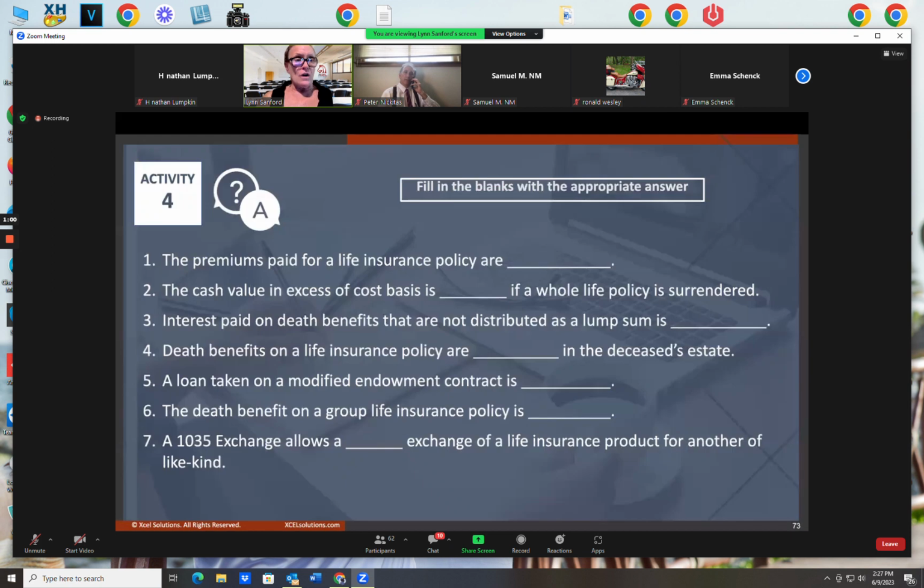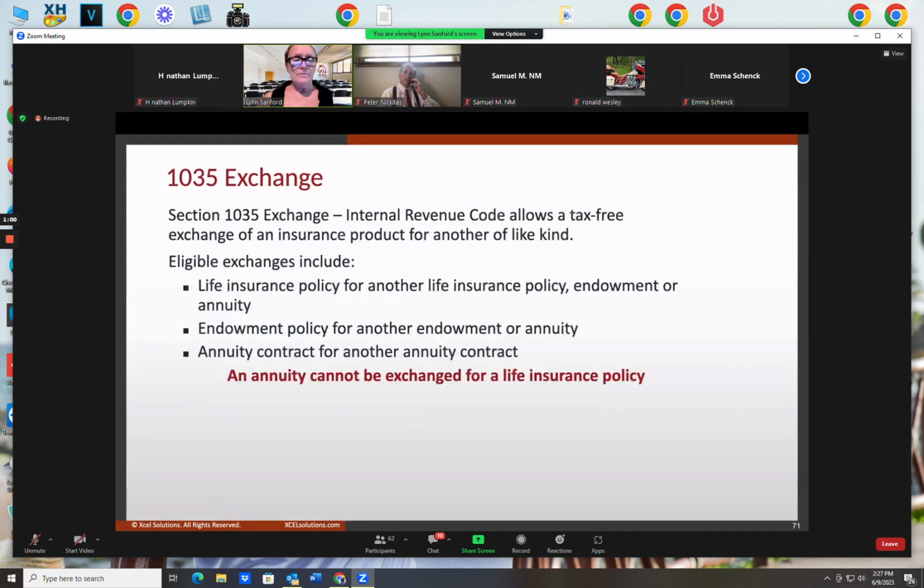So, a little bit easier way to say that than all of this. Life to life, that's good. Annuity to annuity, that's also good. Also, if the word life comes first, life to annuity, that's also a good 1035 exchange. But when the word annuity comes first, annuity to life, that's no good. That is not a good 1035 exchange.